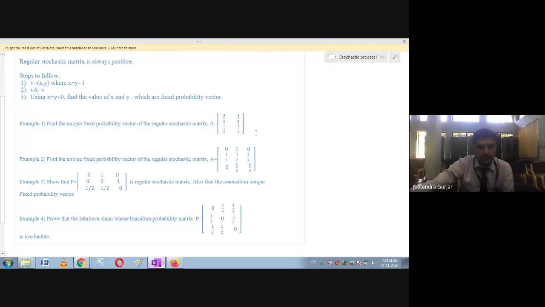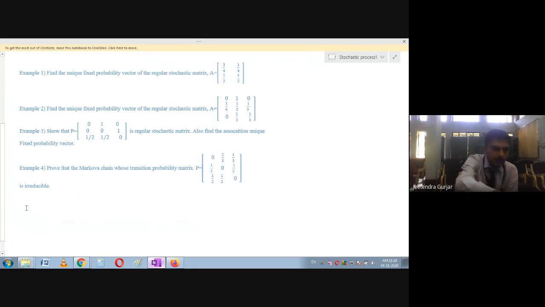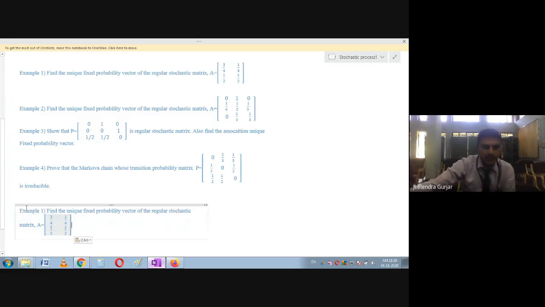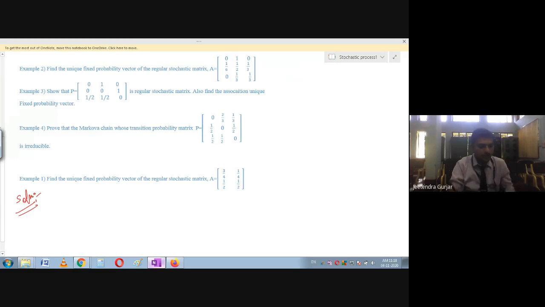Immediately we'll go with the first example, students. Be ready with your calculation part. This is our first example, and I'll rewrite the question once again. It's a very simple question. Now we'll start the example. First we have to write the condition, students. Always remember that in the exam, marks will be given here, so you have to write the condition.